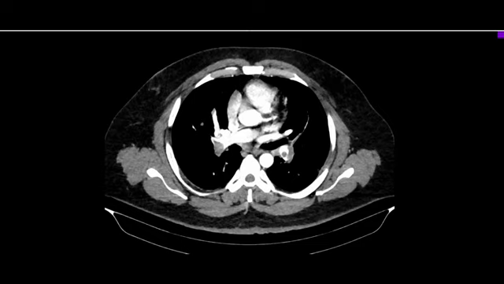We evaluate 10 segmental vessels on the right side and 10 segmental vessels on the left side. For each vessel, we give a score of 0 if there is no occlusion, 1 if there is partial occlusion, and 2 if there is complete occlusion.